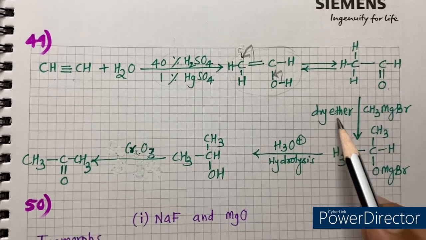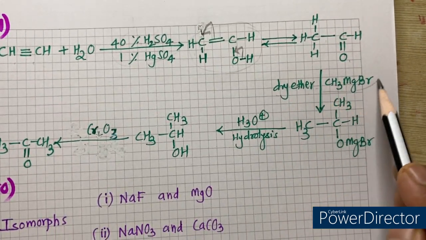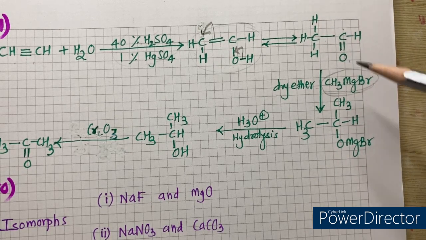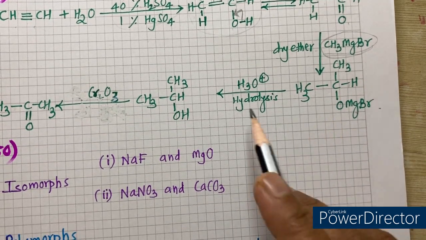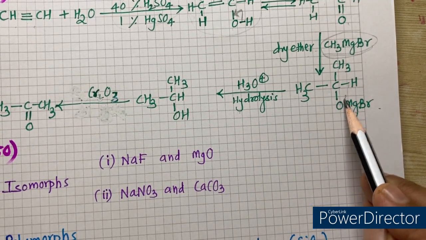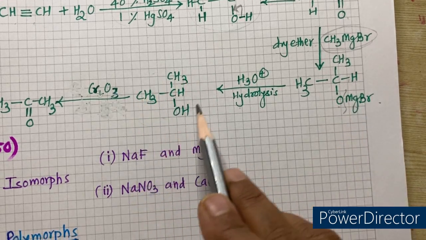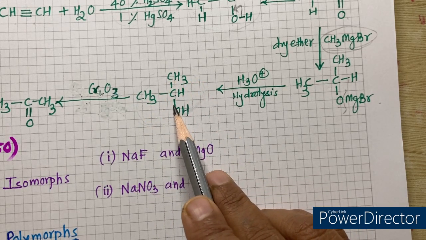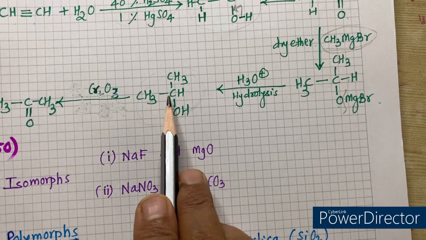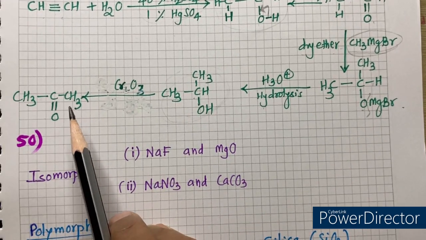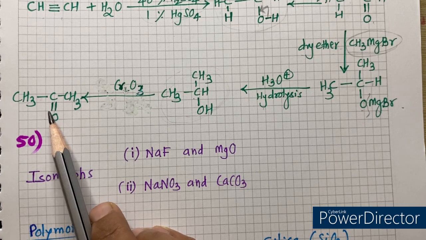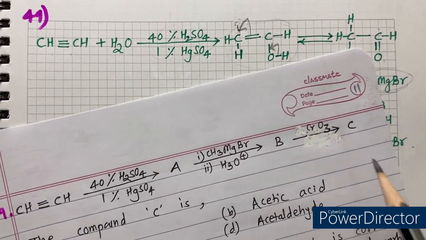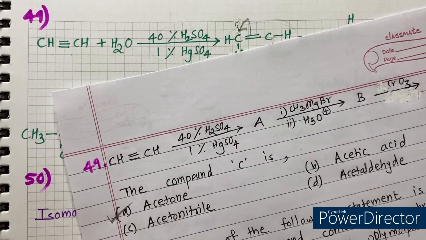Now, this compound in the presence of dry ether with a Grignard reagent. Now, here the Grignard reagent is added, here CH3 and here MgBr. This on hydrolysis gives, now this bond breaks, here H and OH, gives a secondary alcohol, isopropyl alcohol, and which on oxidation with CrO3 gives acetone. Okay, this is the answer. Here the compound C is acetone.